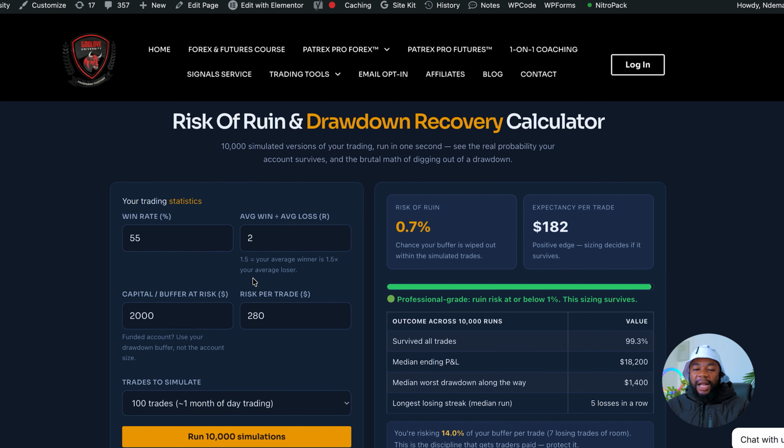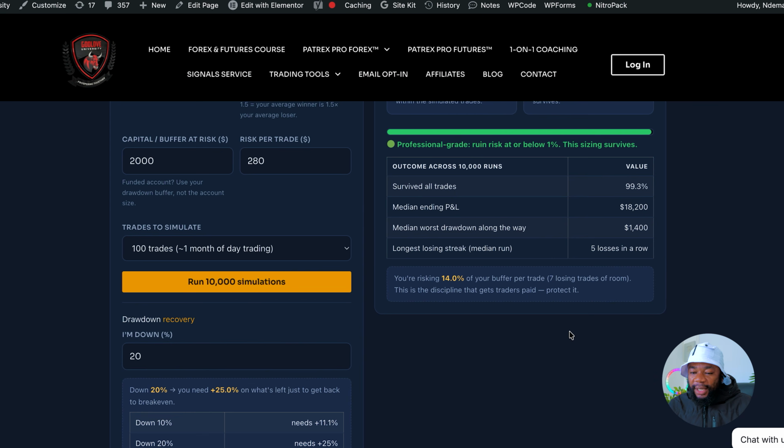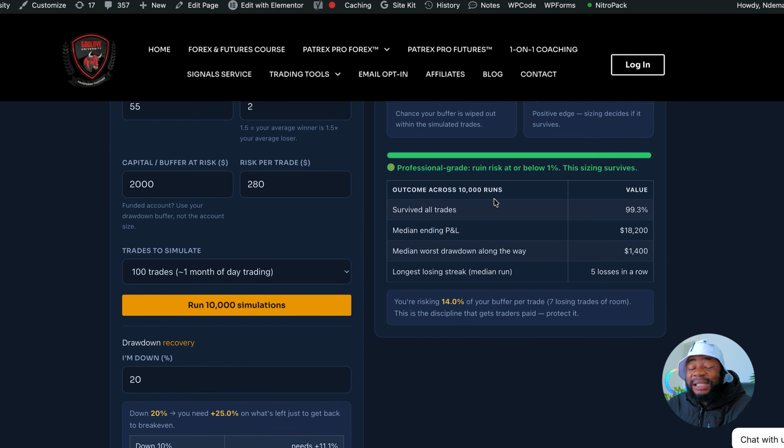$280 on a 50K account, you are able to simulate that on green, right? And then you can see the outcome across 10,000 runs. Remember, this software is going to run it across 10,000 trades to see the possibilities. You have a 99% rate to survive on that particular account. Median ending profit and loss, meaning on the 50K account, you might end with $18,000 profit. Median worst drawdown is $1,400, not even equal to the max drawdown the prop firm is giving you, meaning you're going to survive. And the longest losing streak, you only had 5 losses in a row, which is still very, very good.